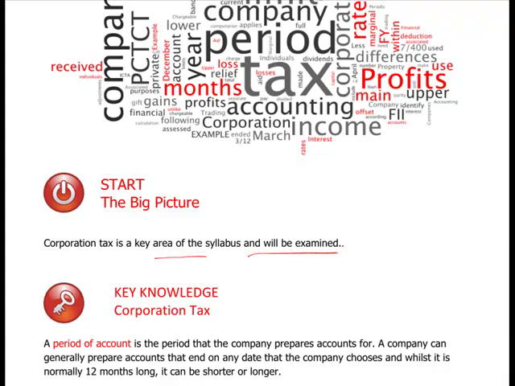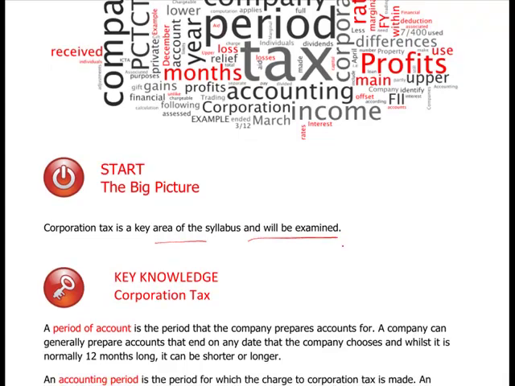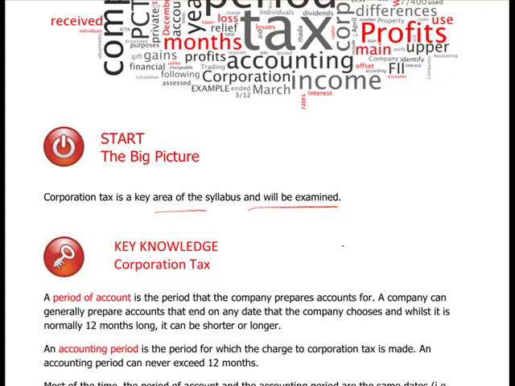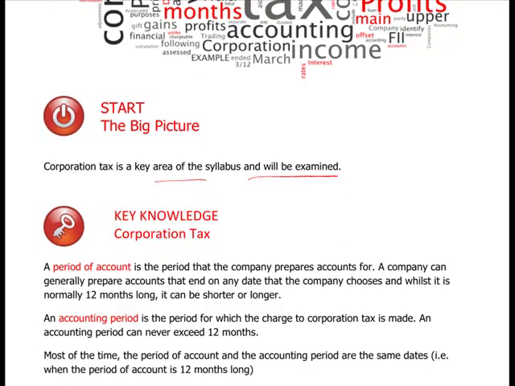It will always be examined. It has to be. It's a company. It's some key knowledge you need to get to grips with. Corporation tax. A period of account is the period that the company prepares its accounts for. So the year end 31st December 11 is a period of account.